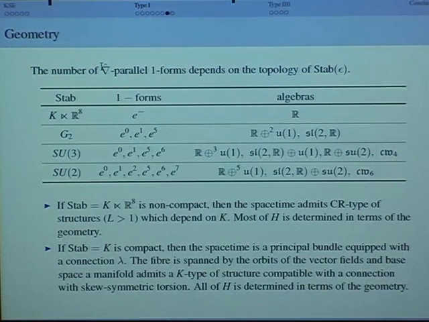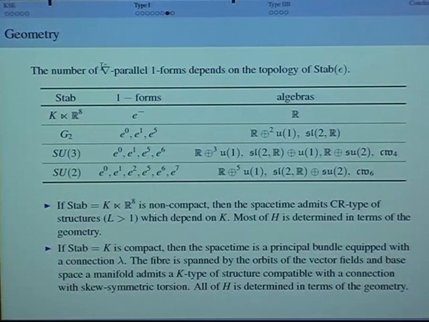Of course, it admits other forms as well, but let's concentrate on the one-forms. In the compact cases, the G2 case has 3 and 1 is time-like. The SU(4) admits 4 and 1 is time-like, and SU(2) admits 6 and 1 is time-like. And these are typical symmetry algebras of the space-time that occur. In fact, these algebras have been classified, so we know all of them up to dimension 10 and more. Now let's talk a little bit about the rest of the geometry.